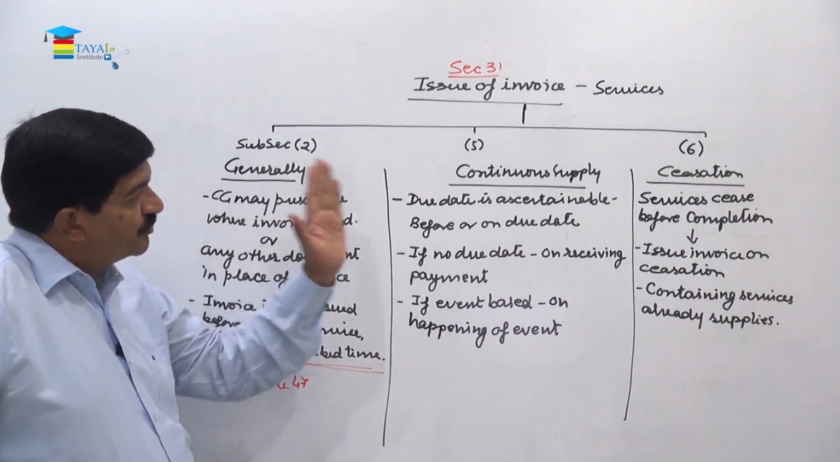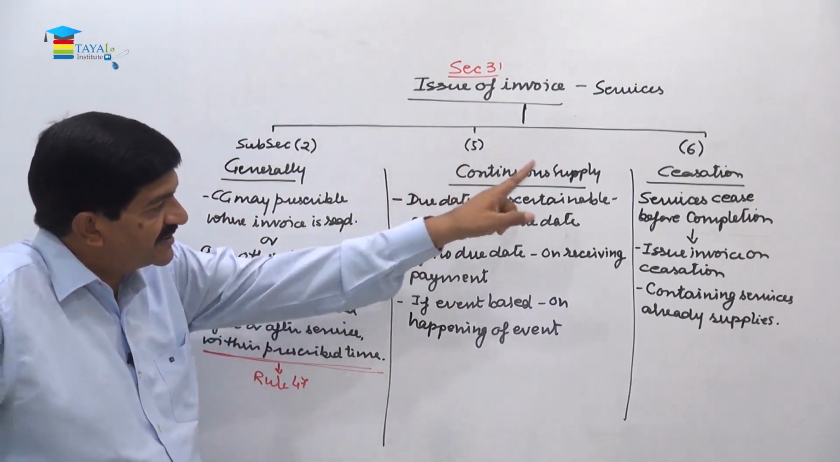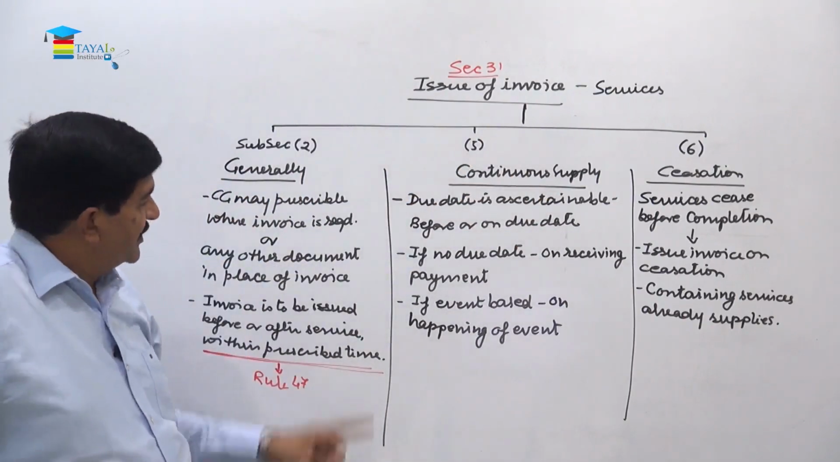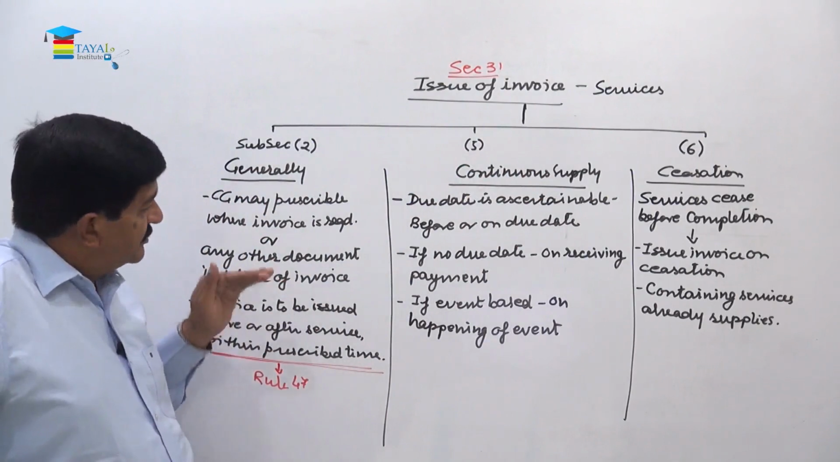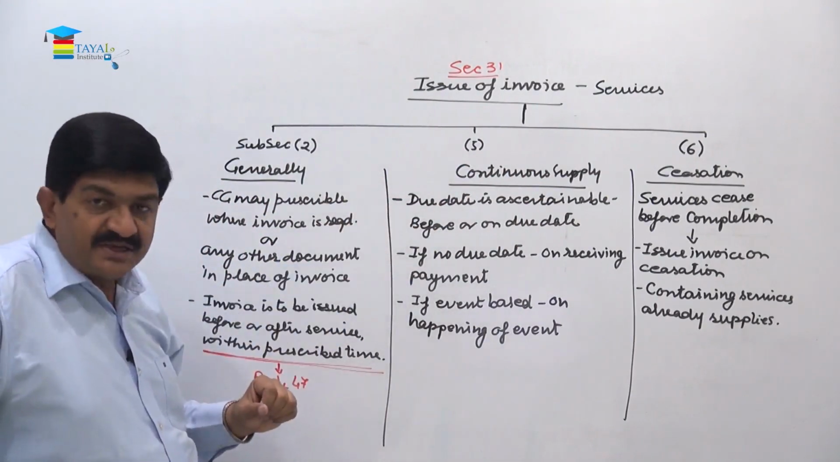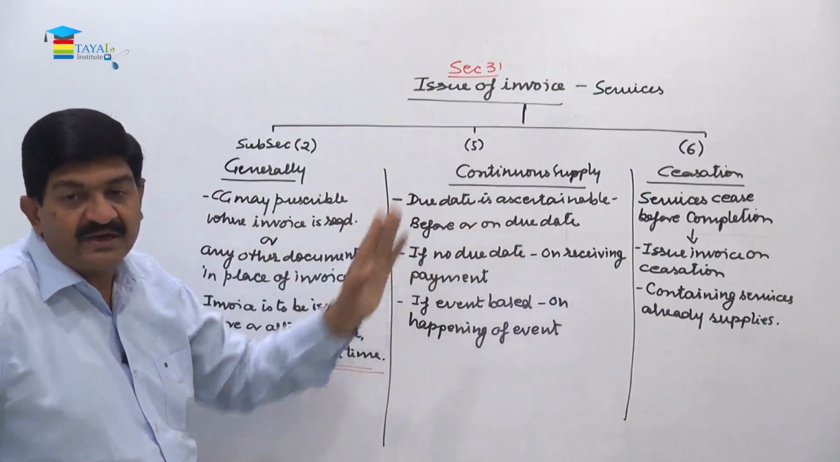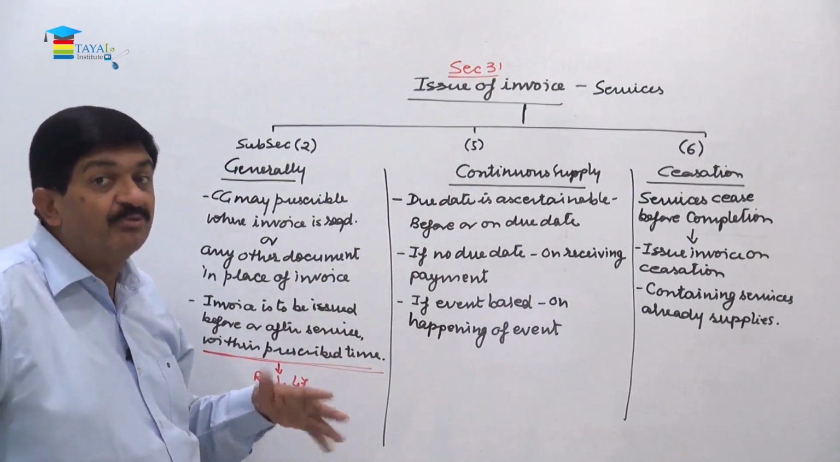So friend, this is nutshell of the time for issue of invoice as far as services are concerned. Subsection 2, 5 and 6. 2 is for regular supplies, this is for continuous supplies, and that is a cessation. In this case, we have already talked about continuous supply. So the date of the payment is ascertainable or it is not ascertainable, or the payment is event based. And if there is a continuous supply, if the service is ceased, then what happens?